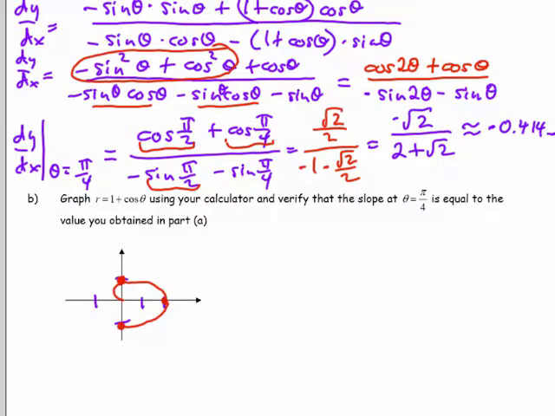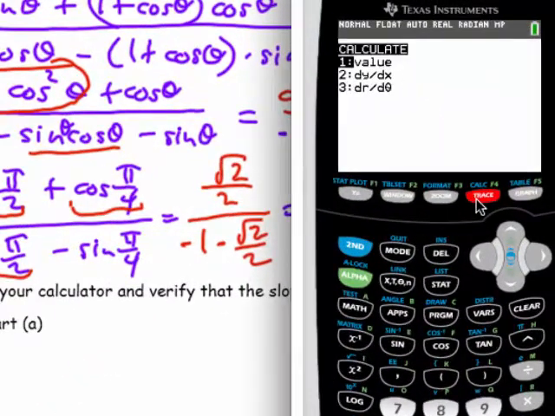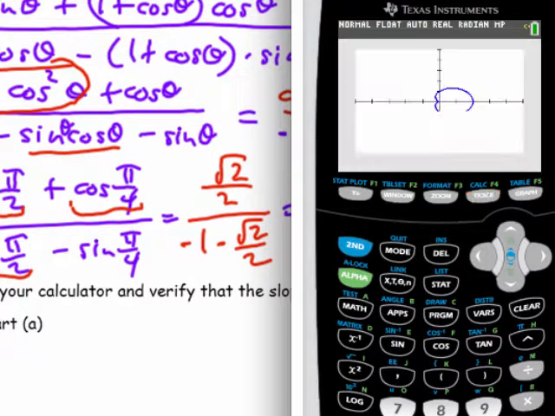And then it comes out. Okay, like a heart, a cardioid. And we want to test at pi over 4 the derivative, to see if it's this. So, second function, we want number 2, dy/dx at pi over 4. Alright, it's coming out to what we got when we did it analytically.